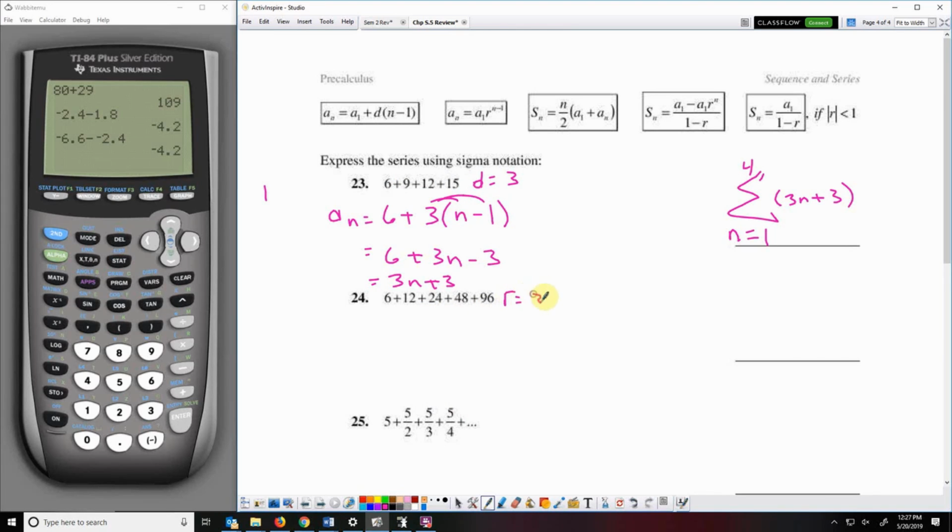Here it looks like we have a common ratio of 3. We're multiplying by 3. So a sub n equals, and we're going to use the geometric formula, formula 2. So that's first term times common ratio to the n minus 1 power, and that cannot be simplified. So it's the summation of 6 times 3 to the n minus 1, adding up term numbers 1 through 2, 3, 4, and term 5.